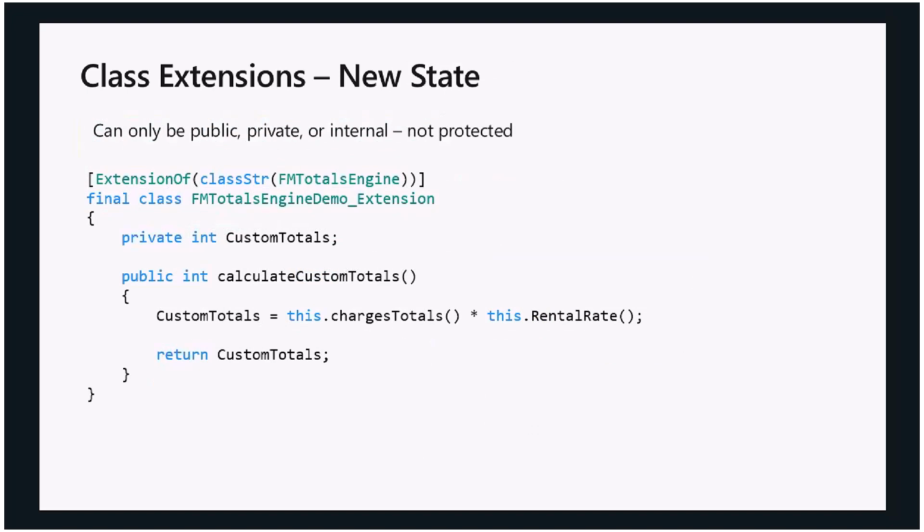Extension classes can also add new member variables with access modifier of public, private, or internal. So protected is not allowed. This state can then be used in the extension methods or client code if it's public. So this new member variable added to the core class, which is then usable via any extension methods added in this extension.